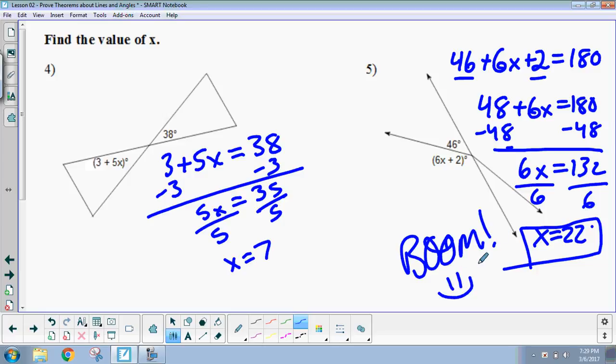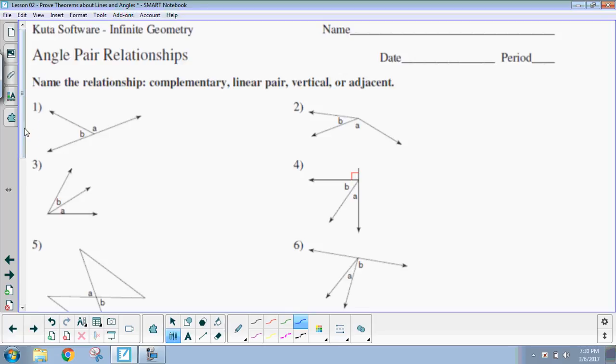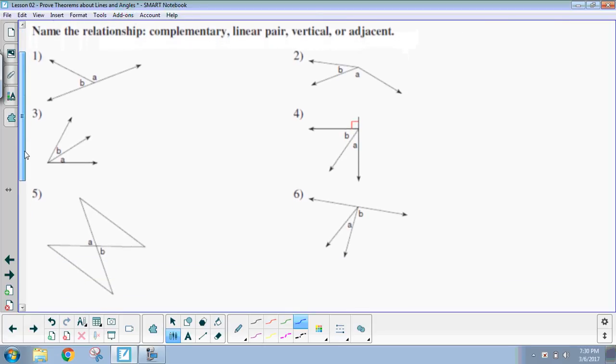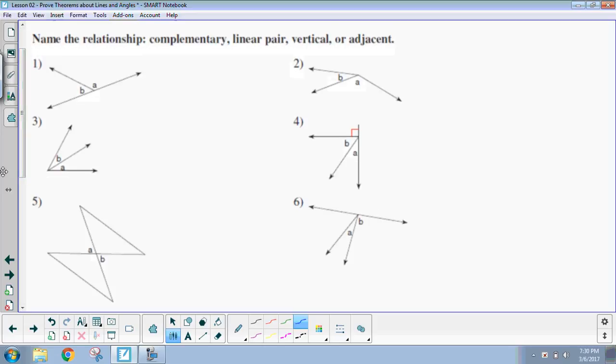So that's your composition book. I'm going to go back to some of the practices here. You can see it all right there. Pause the video, take a second. Tell me if it's complementary, linear pair, vertical, or adjacent. Pause the video and give this a shot.